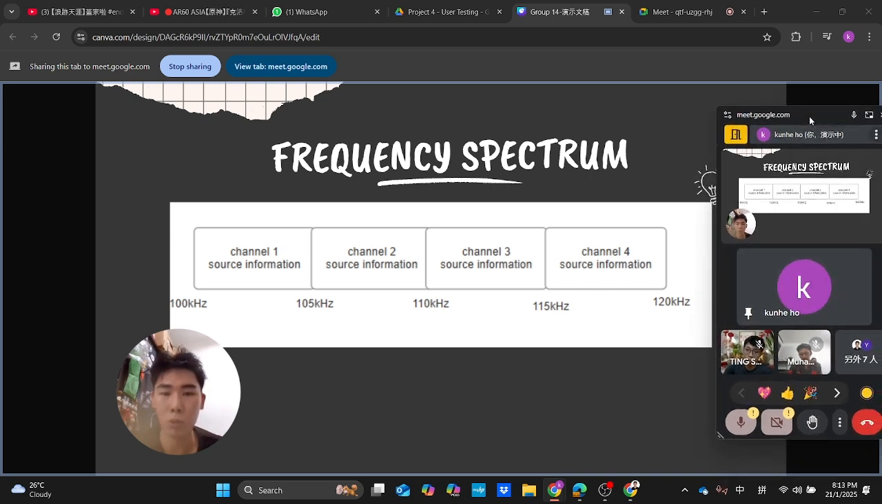So how does the receiver get the information from each channel? The receiver separates it in 5 kHz portions. The first receiver will pick out the first 5 kHz, which is channel 1. The next 5 kHz is channel 2. Then the next 5 kHz is channel 3, and the next 5 kHz is channel 4. So this is all about the FDM process. Thank you.